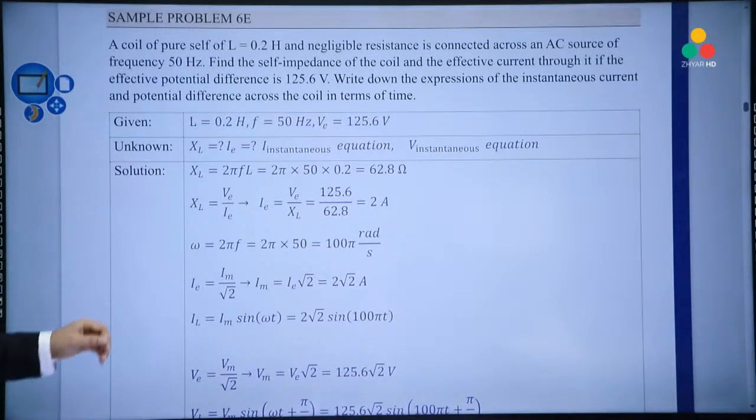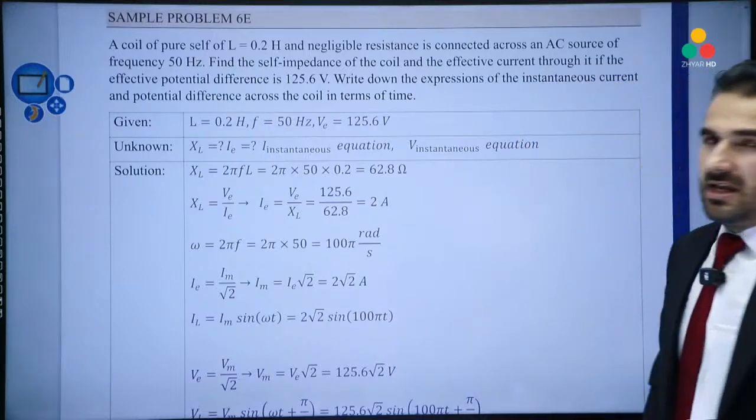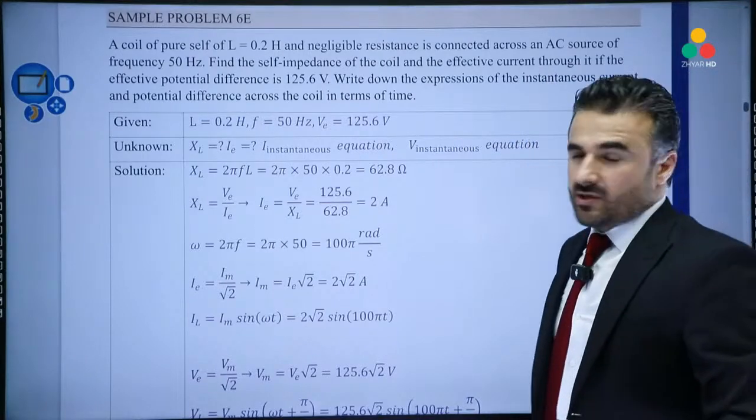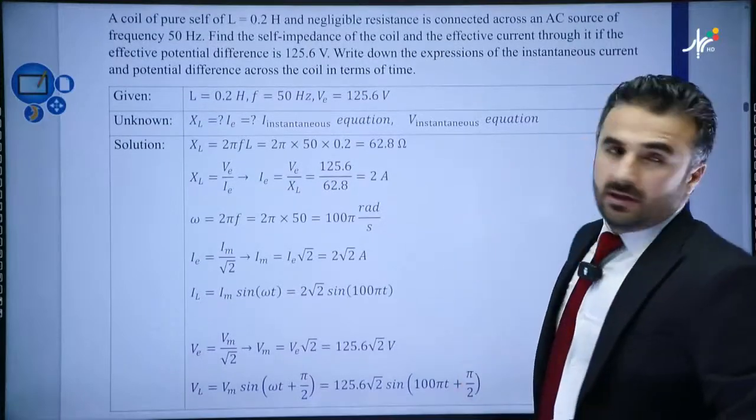Now we have a sample problem here. Solving these sample problems is very important because it tells you how we can solve any questions related to this or any questions similar to this one.